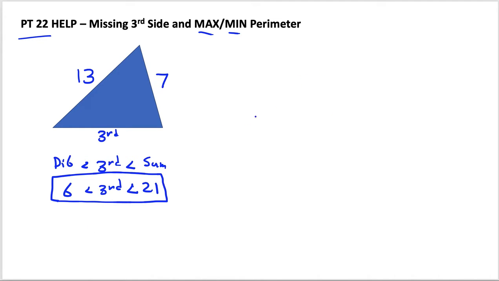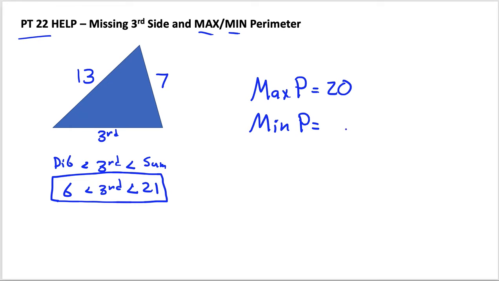Now the next step in this question says, if that's true, then what's the maximum perimeter and the minimum perimeter? Careful if you use the next possible whole numbers. You can't use 21 for the max because the third side has to be less than 21. So the largest third side that you could use is actually 20.